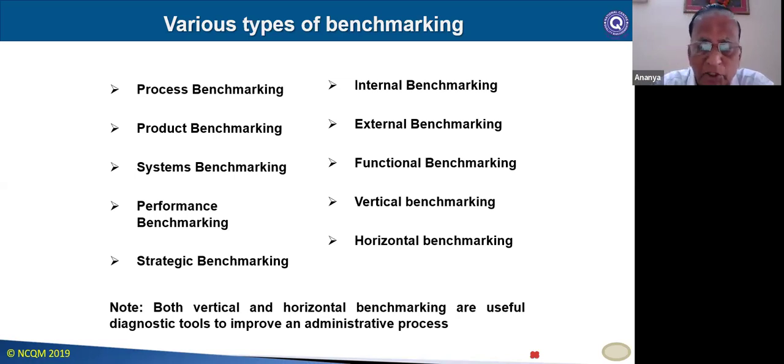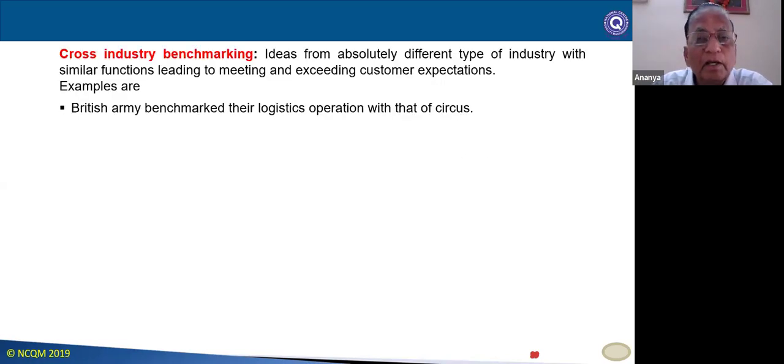Diagnostic tools, then like we talk about administrative processes. Okay, yeah. What is that? I think some good examples are given.